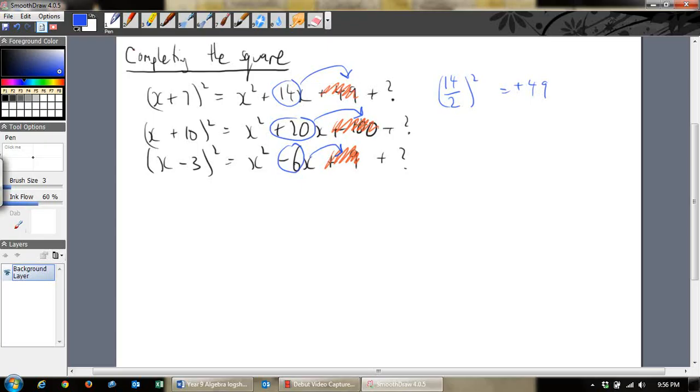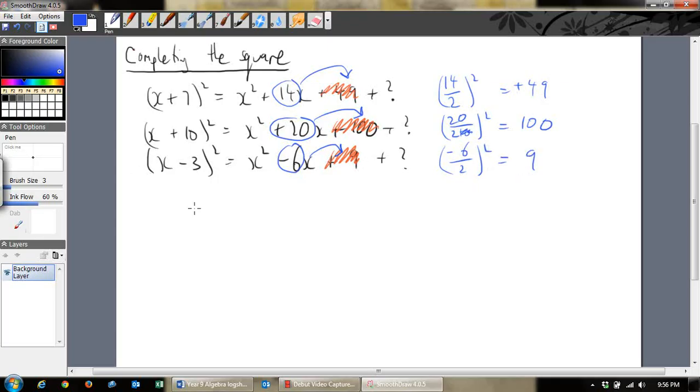Same thing with here. We're getting from 20 to 100. What we do is we divide it by 2, and square it, which is equal to 100. Okay. Here we've got negative 6. We divide it by 2, and we square it, and that gives us 9.